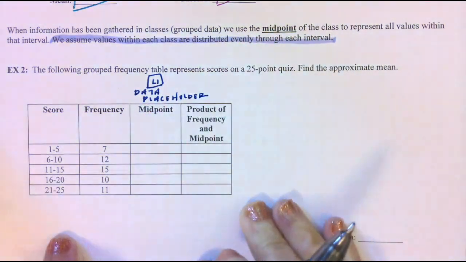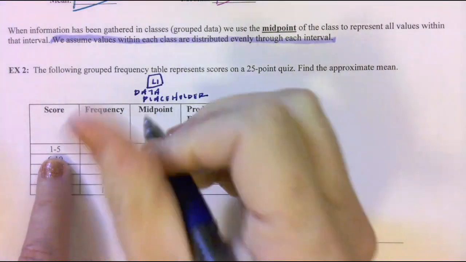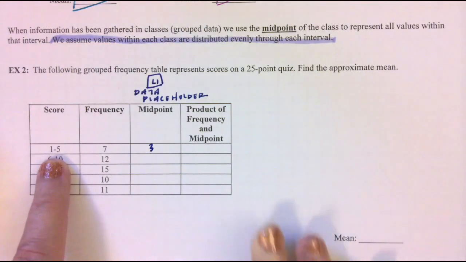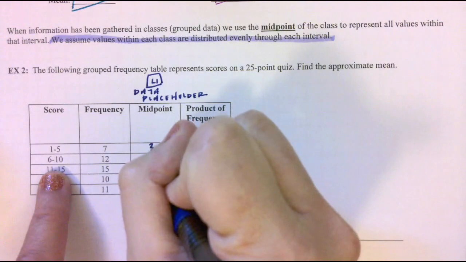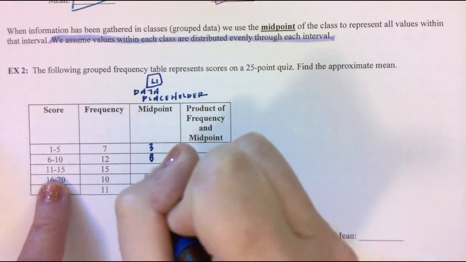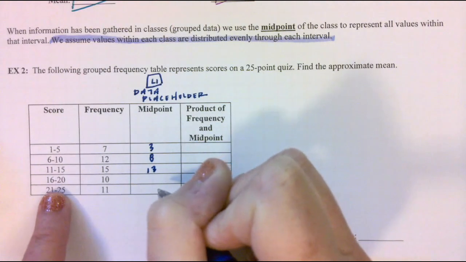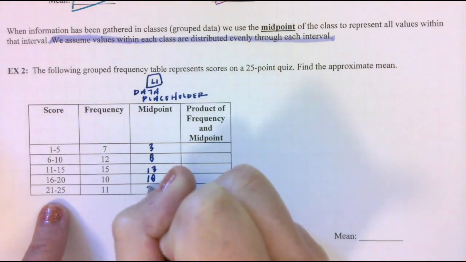It's going to represent all of these scores. So if I average 1 and 5, it ends up being 3, right? I'm just looking at the midpoint. What's right smack in the middle? If I average 6 and 10, I get 8. 11 and 15, I get 13. 16 through 20, 18. 21 through 25, I get 23.